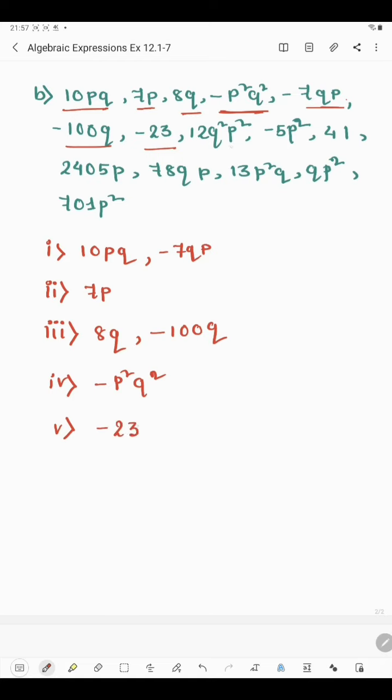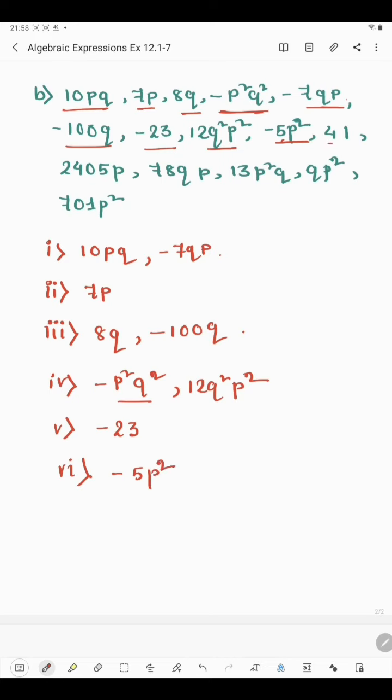Now next we have 12q squared p square. That means we will have to search for the variable q square p square. Now q square p square and p square q square are the same. So we'll just put 12 q square p square with the term minus p square q square. Next we have minus 5p square. Is there any p square term present over here? See, here we have pq, then p, then q and p square q square, and here is the constant. So the p square term we have not got yet. So we will write this separately.